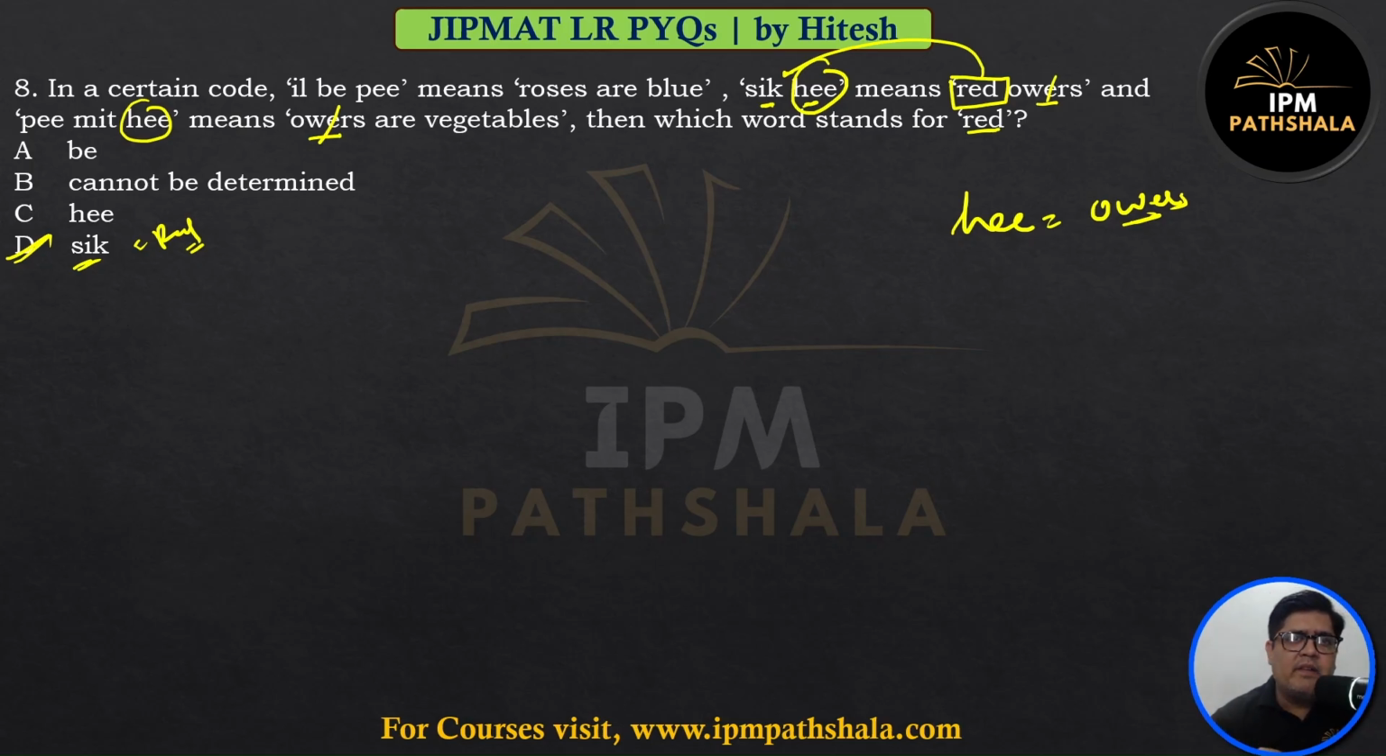What is common between two sentences? What is corresponding code? It is very easy to observe. Red is something which is not common anywhere. So you think reverse. If I can find owners, that is he. Owners is he, which is common. So I'll cross off. So sick is red. You should definitely solve such questions in exam.